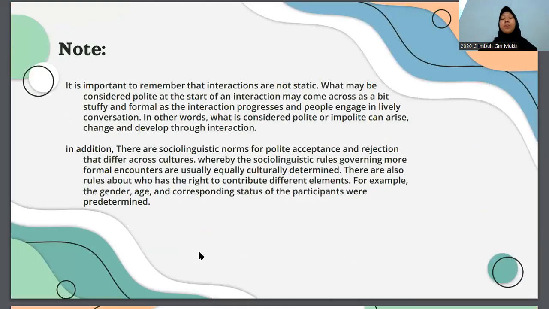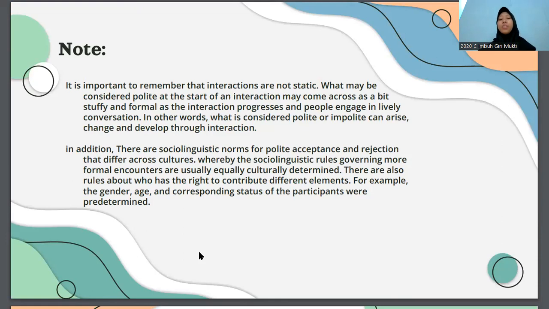It is important to remember that interactions are not static. What may be considered polite at the start of an interaction may come across as a bit stuffy and formal as the interaction progresses and people engage in lively conversation. In other words, what is considered polite or impolite can arise, change, and develop through interaction.